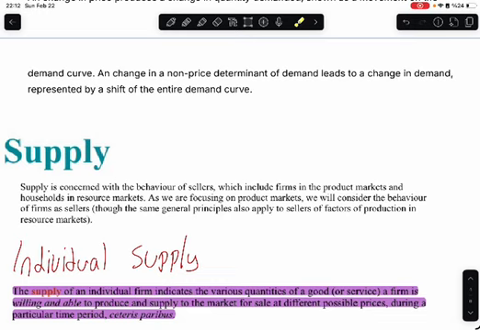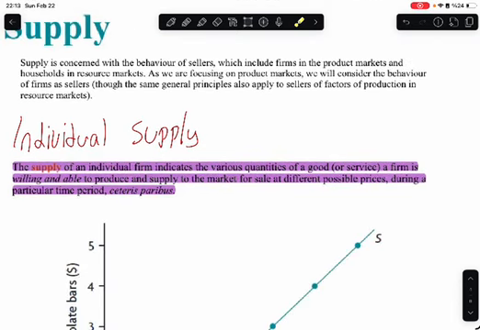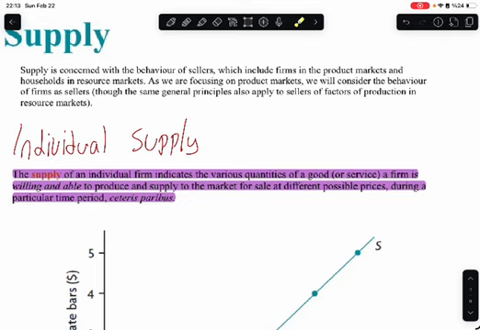So let's continue with individual supply. Firms produce goods and services and they supply them to product markets for sale. As sellers, therefore, they are suppliers of goods and services. The supply of an individual firm indicates the various quantities of a good or service a firm is willing and able to produce and supply to the market for sale at different possible prices during a particular time period, again ceteris paribus. If you are writing a definition in your exam, don't forget to write ceteris paribus because it's a critical part of the definition.